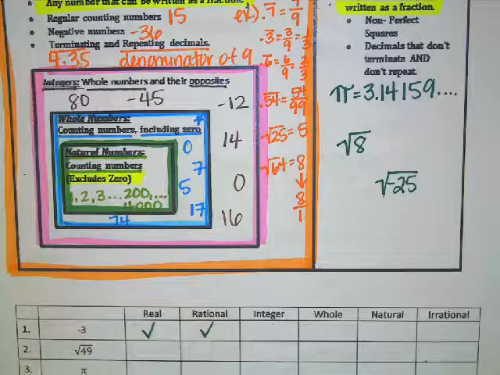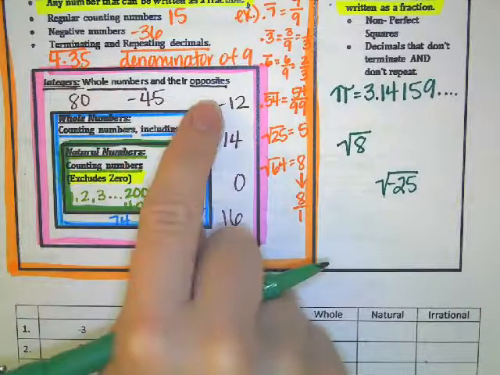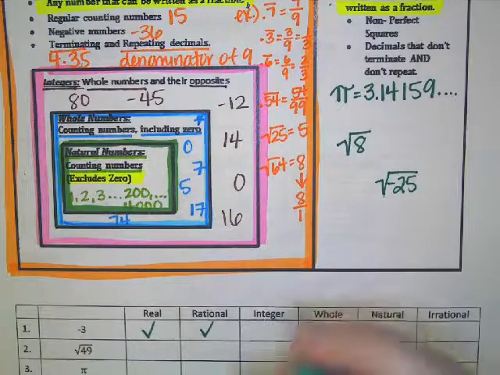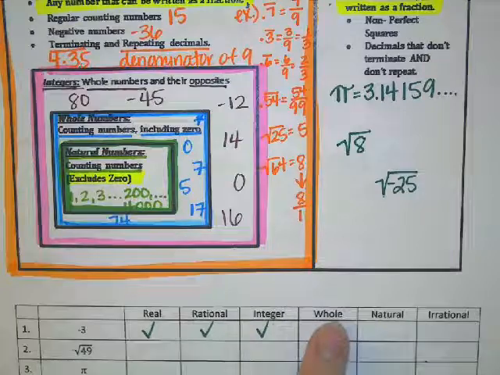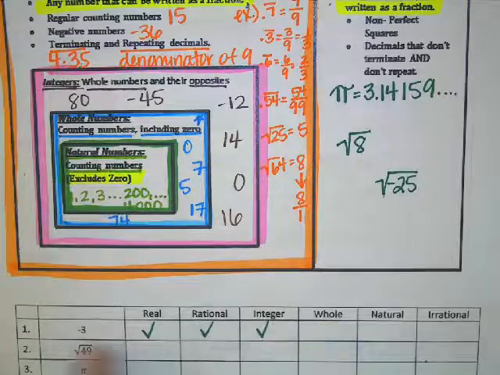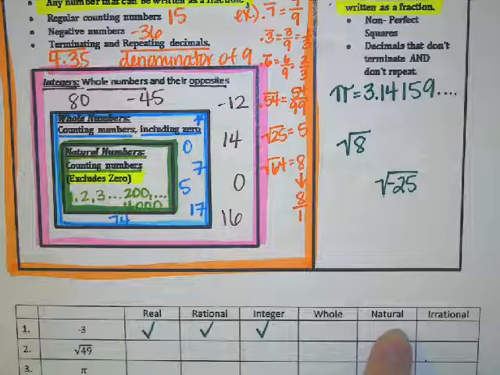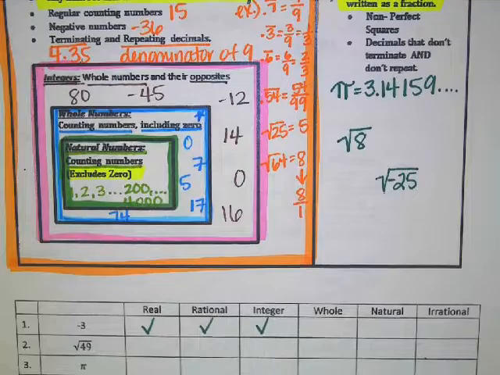Looking back at my chart, is it an integer? Looking at the definition of integers, that's whole numbers and their opposites. Negative 3 is a whole number, but it is negative, so it still is an integer. Is it a whole number? Thinking of a whole number, that's my counting numbers including 0. Do we ever go 1, 2, 3? Nope, I'm not going to be counting negative 3. It's also not a natural number, okay? And then is it irrational? It is not.